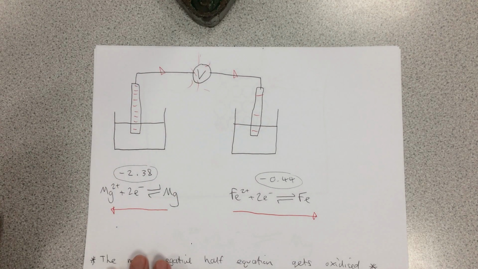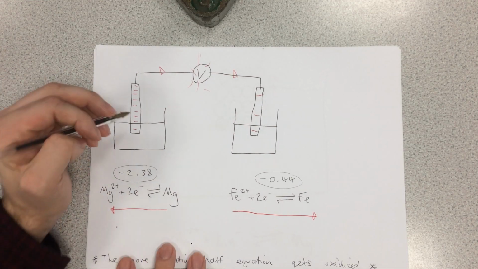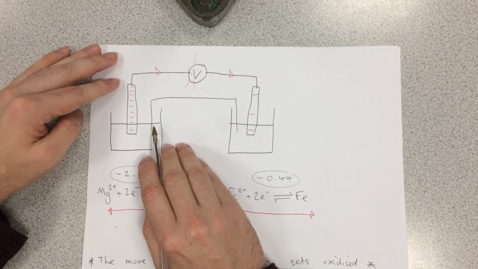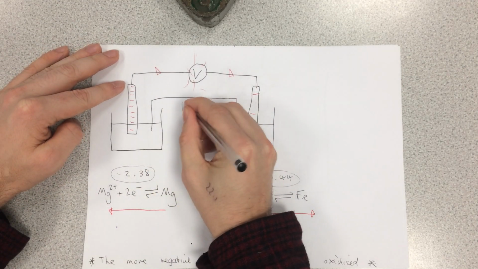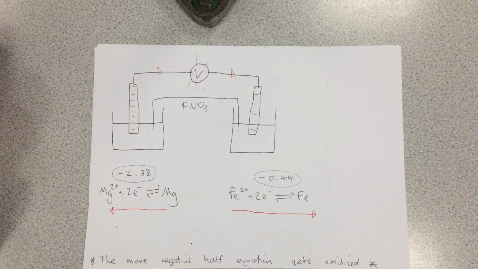All we need on top of that is to complete the circuit, because at the moment we don't have a complete circuit, and we do that by adding a salt bridge. This can just be anything as simple as a bit of tissue paper soaked in potassium nitrate. And that completes the circuit. It also has one other function, which I'm not going to get into now, but your teacher will go through in lesson. So that's how a cell works.